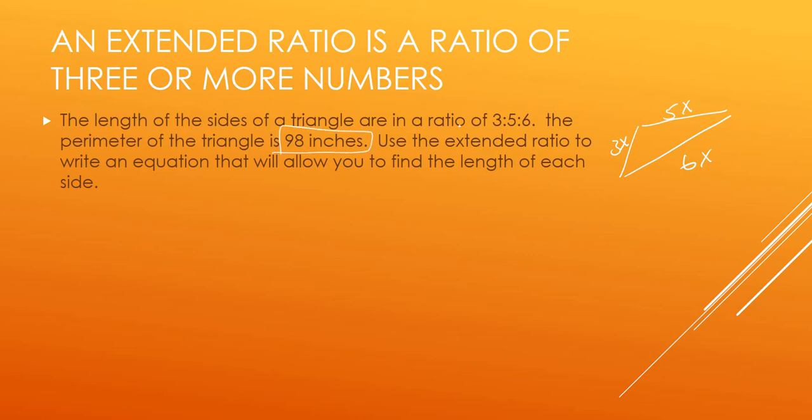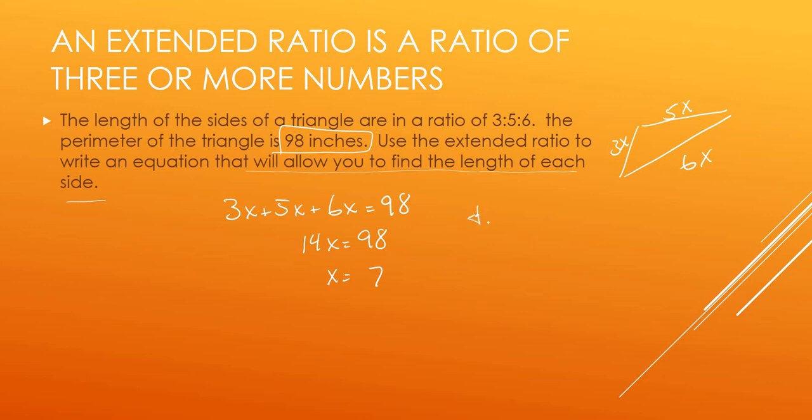So the lengths of the sides are in a ratio of 3 to 5 to 6. The perimeter is 98. So we're going to use this extended ratio, 3 or more numbers, to say that 3x plus 5x plus 6x equals 98 inches, and we're going to use this to write an equation, which we just did, that will allow us to find the length of each side. So adding these up, I get 14x equals 98. Divide both sides by 14, x equals 7.